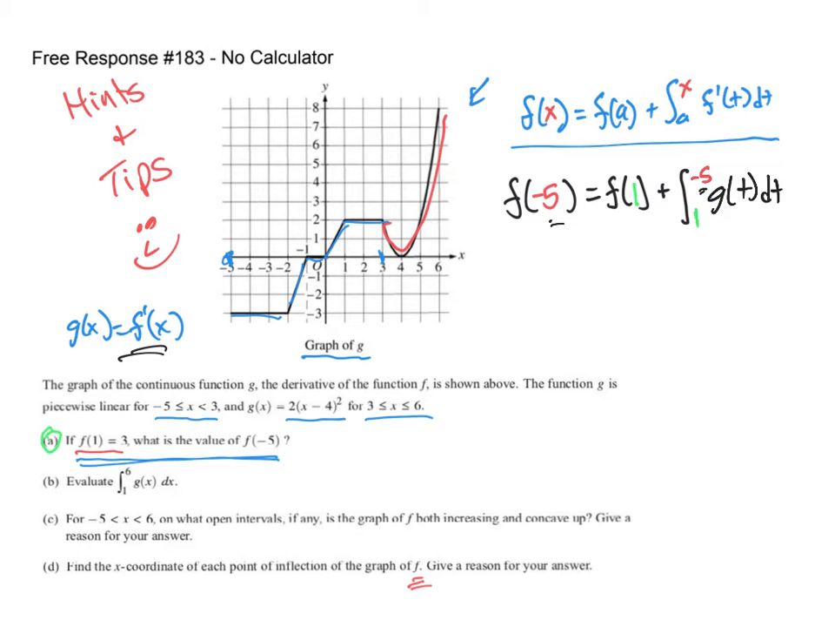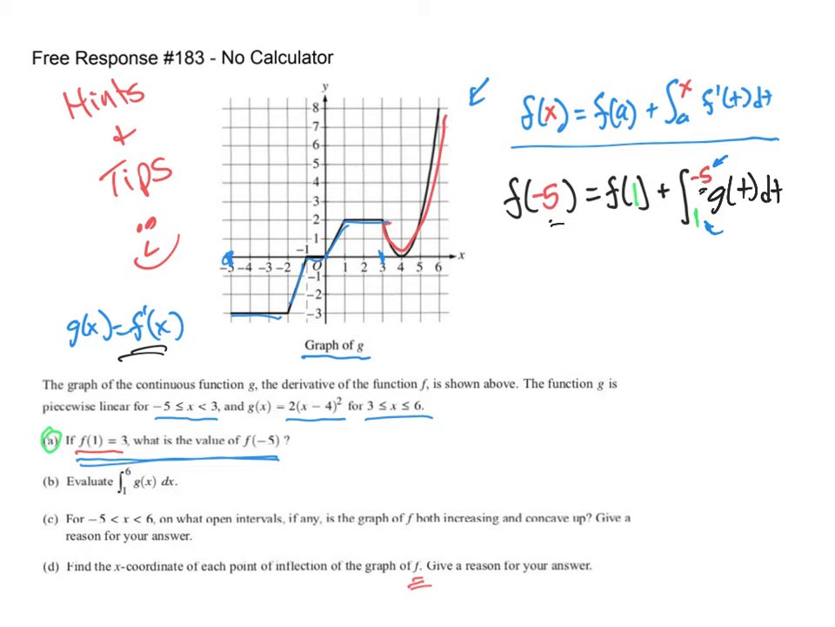So if you take that 3 and add on the accumulation, in other words, the area under the curve between 1 and -5, you should get the value for f of -5. Now I want to make a couple of little points here. The first one is, notice that the A and B are out of order. We typically don't compute area from right to left, we compute it from left to right.